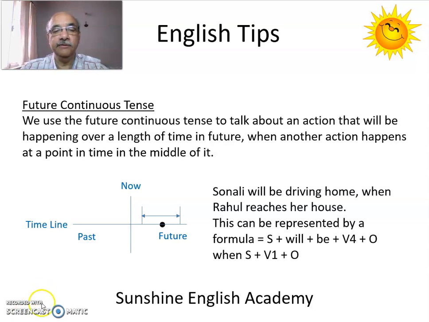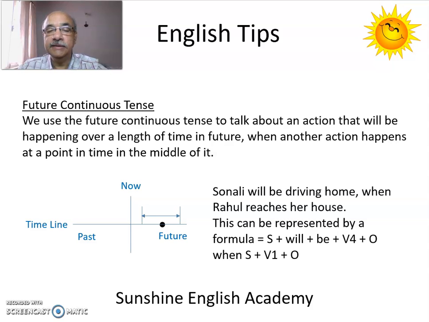Now, let's look at the formula for the future continuous tense. The formula is subject plus will plus be plus V4 plus object. And then we have the conjunction when, and then again subject plus V1 plus object.